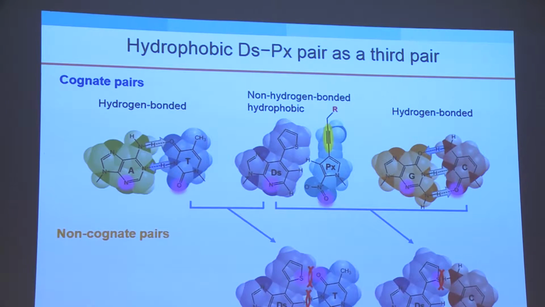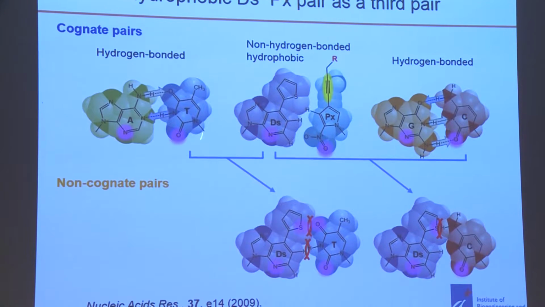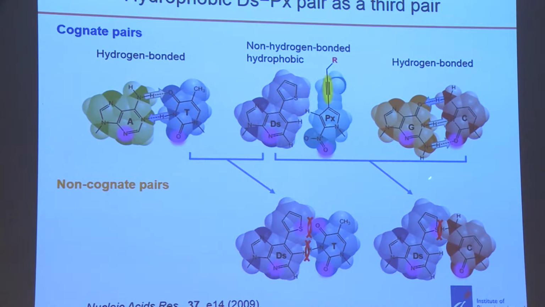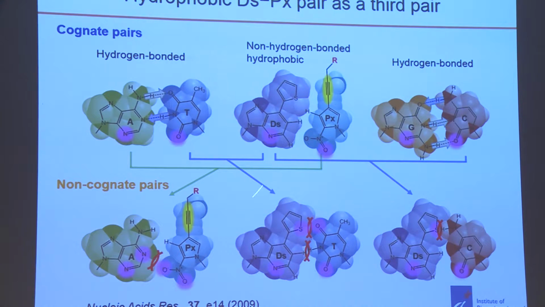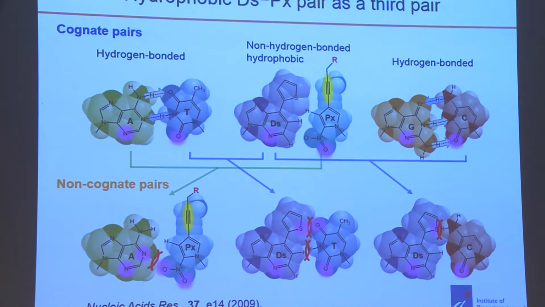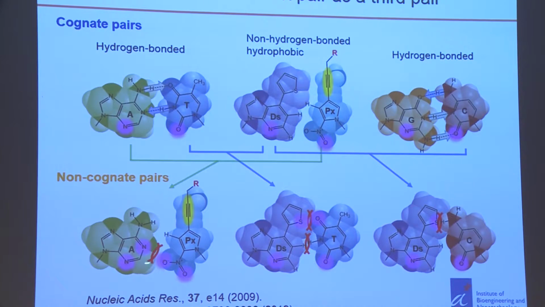In this case, if Ds pairs with T or Ds pairs with C, they clash with each other sterically. And A and Px, in this case, fit each other slightly in shape. That's why we add the nitro group at this position. The oxygen electrostatically repels this nitrogen of A, so that they cannot pair with each other. Unlike A, Ds has no nitrogen at this position. That's why the shape of Ds completely fits with the shape of Px. So this DsPx pair can function as a third base pair.